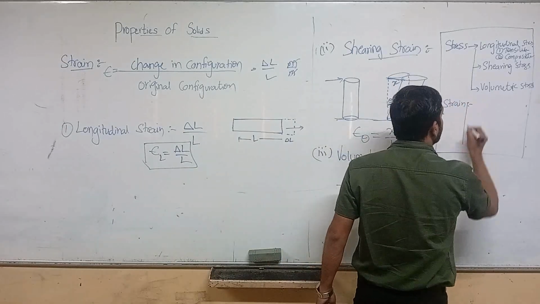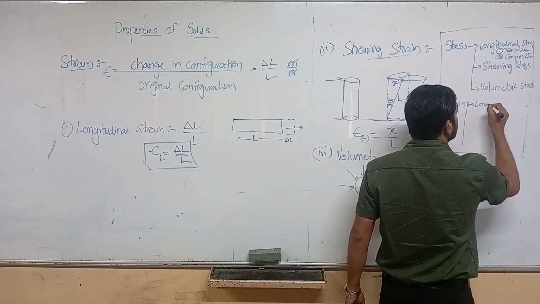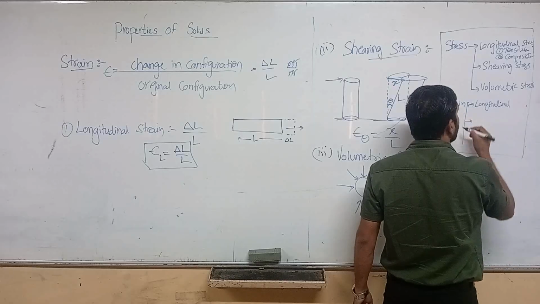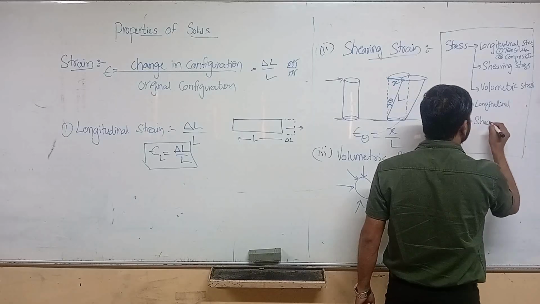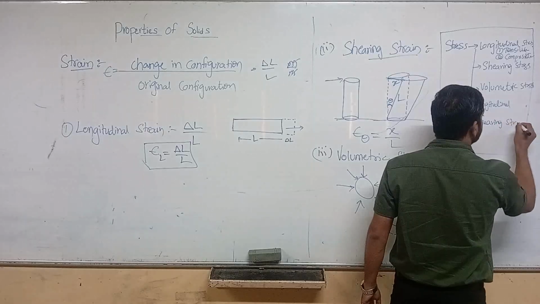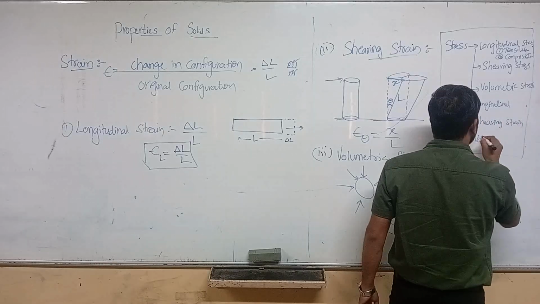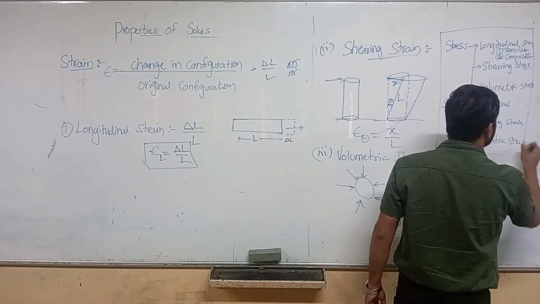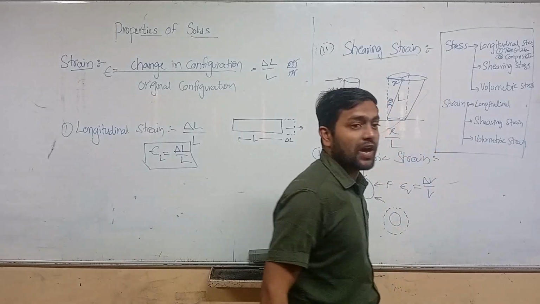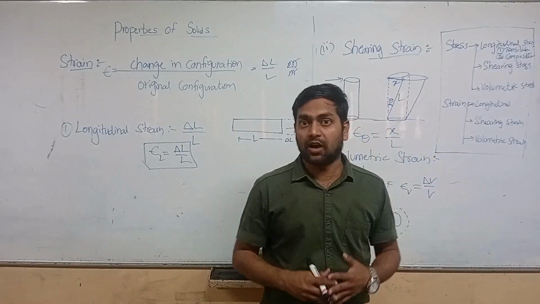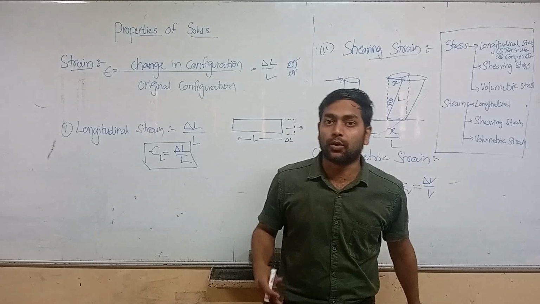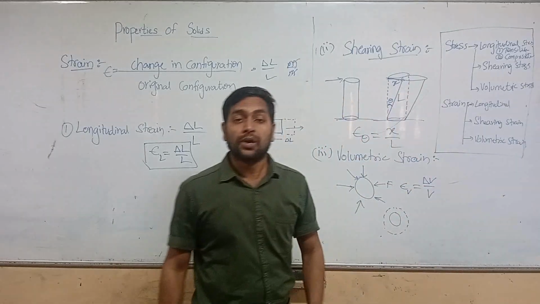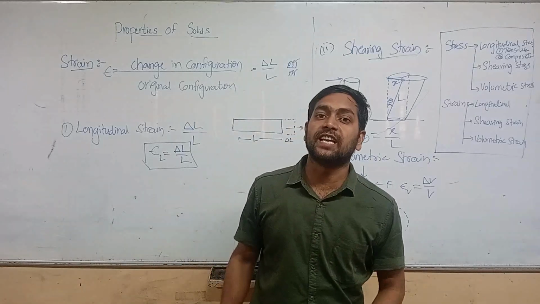Coming to strain, it also has three types. The first one is longitudinal strain, another one is shearing strain, and the third one is volumetric strain. So next we are going to discuss the modulus of elasticity. By stress and strain only, we discuss the elasticity of an object.